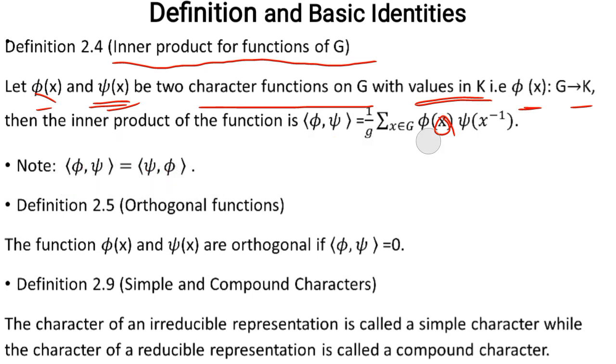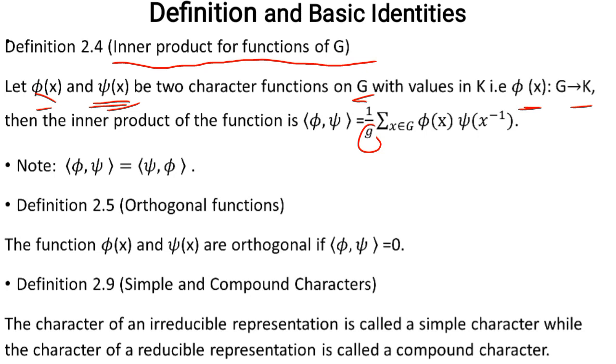So the inner product is going to be 1 over g, sum over x of phi of x times psi of x inverse, okay? Don't worry, just keep knowing the notation, seeing them. Note 1 over g is the order of our group G, remember? Okay, so that's where the G came from.